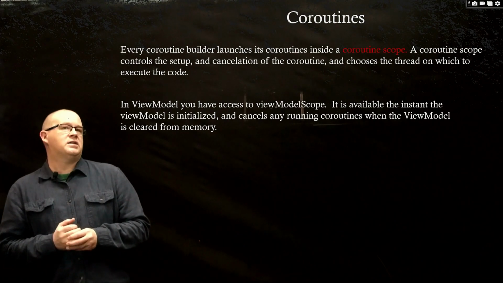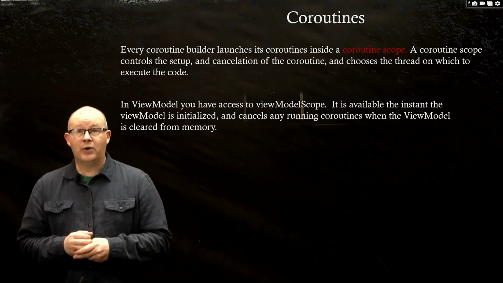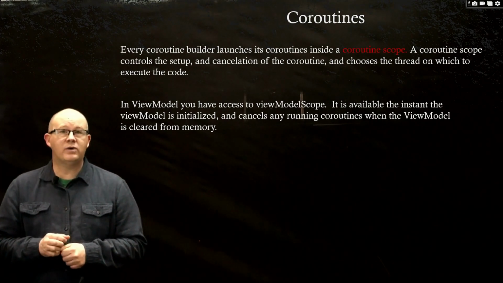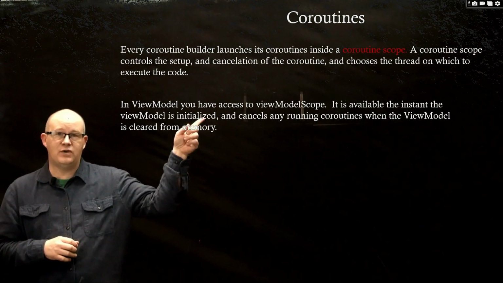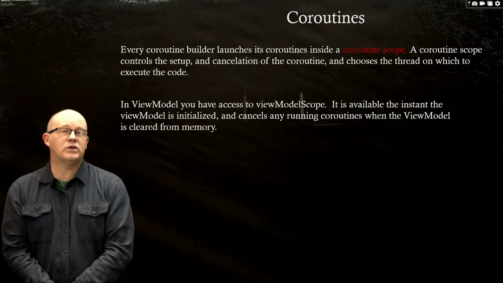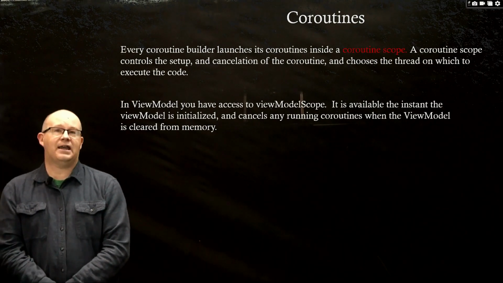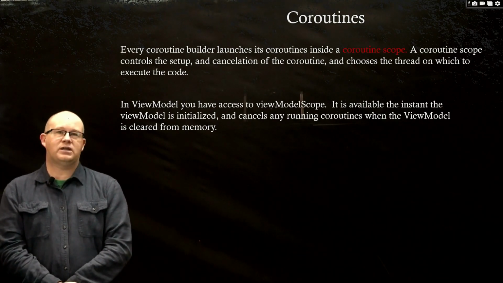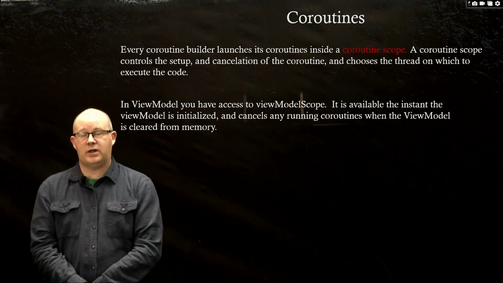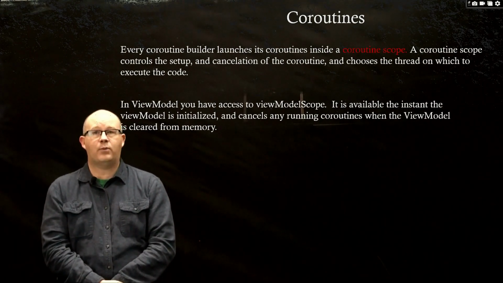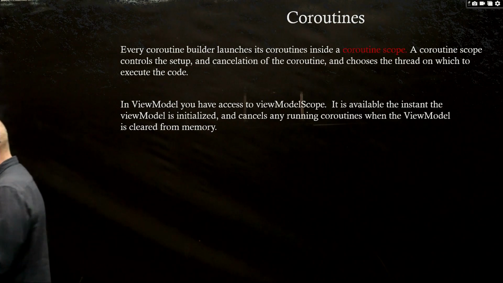Now we have access to a coroutine scope already. In the view model, we have access to something called viewModelScope. We haven't used it yet, but we soon will. It's available the instant the view model is initialized, and it's going to cancel any running coroutines when the view model is cleared from memory. So it's a good place to start putting in our asynchronous code.